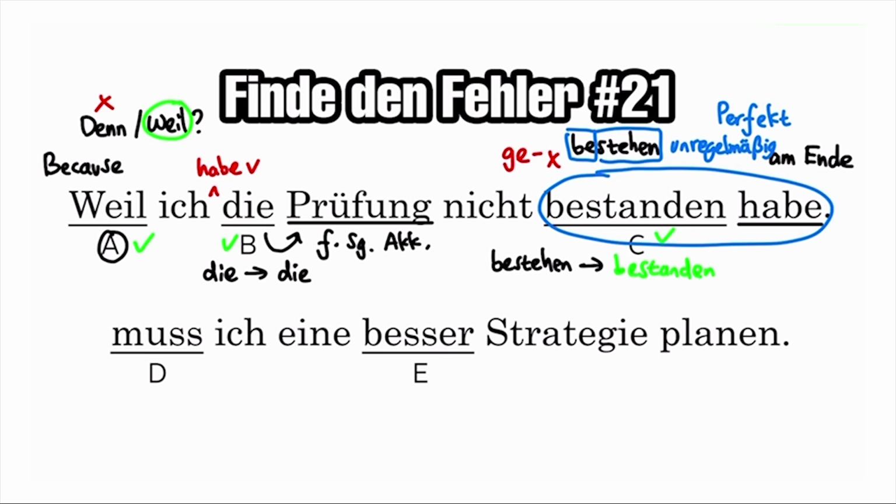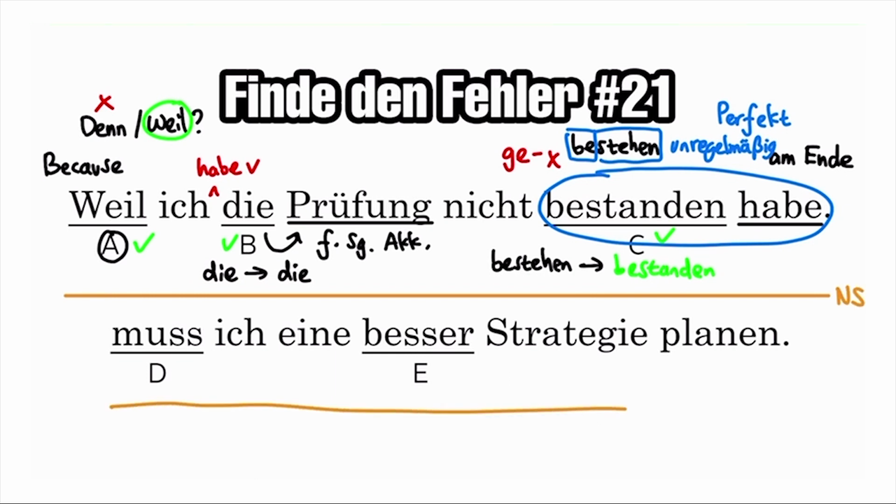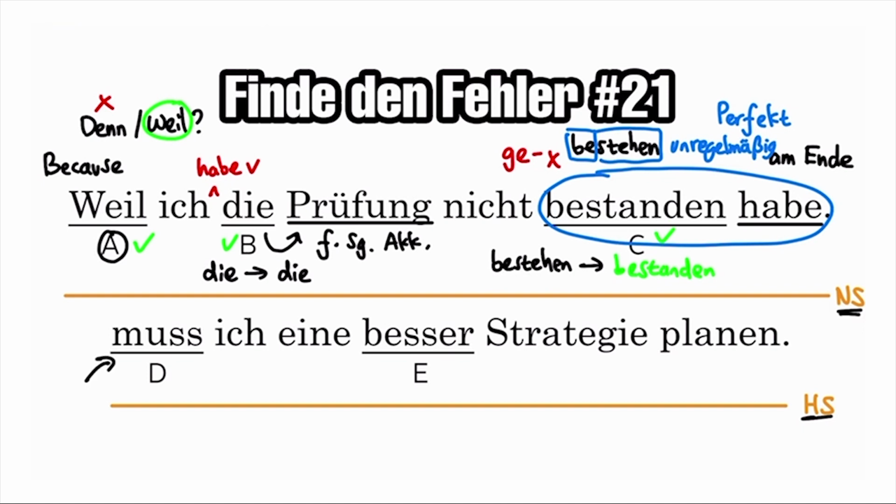Now for option D, we want to see the whole sentence. The first part of the sentence here is a subordinate clause, Nebensatz, whereas the second part of the sentence is the main clause, or Hauptsatz. Since it starts with a subordinate clause, the verb must be in the first place in the main clause. And it is right here, the verb muss is in the first position.